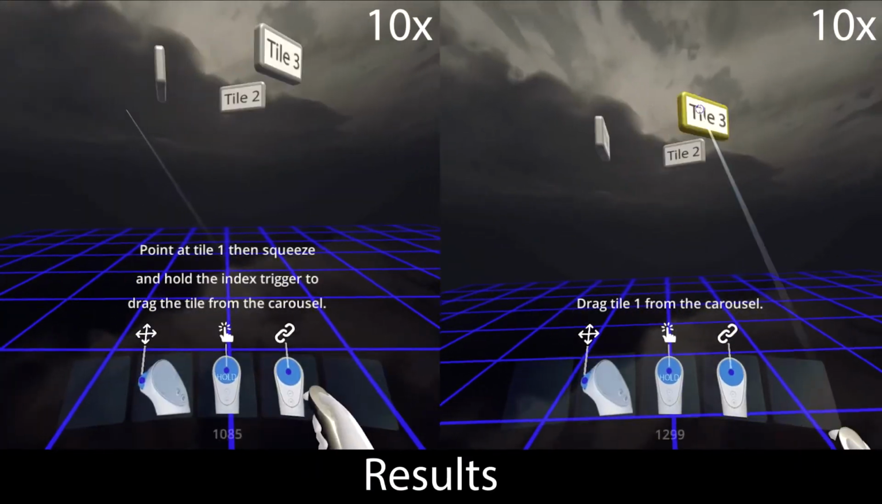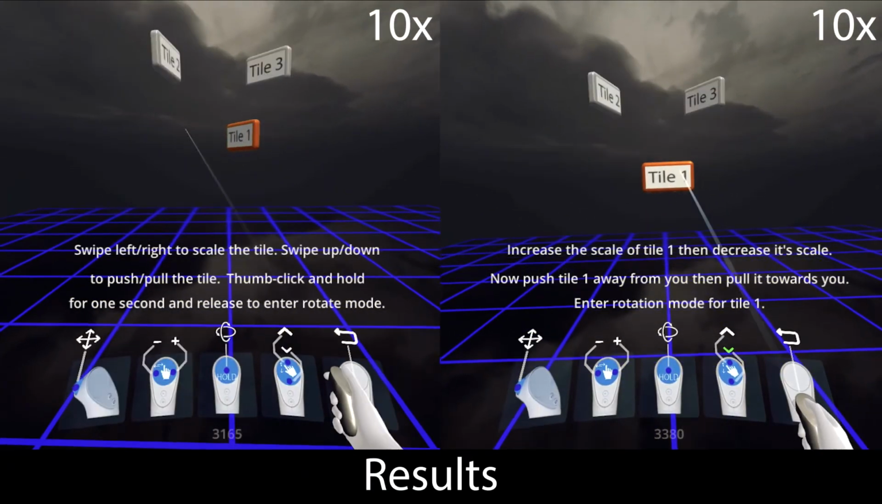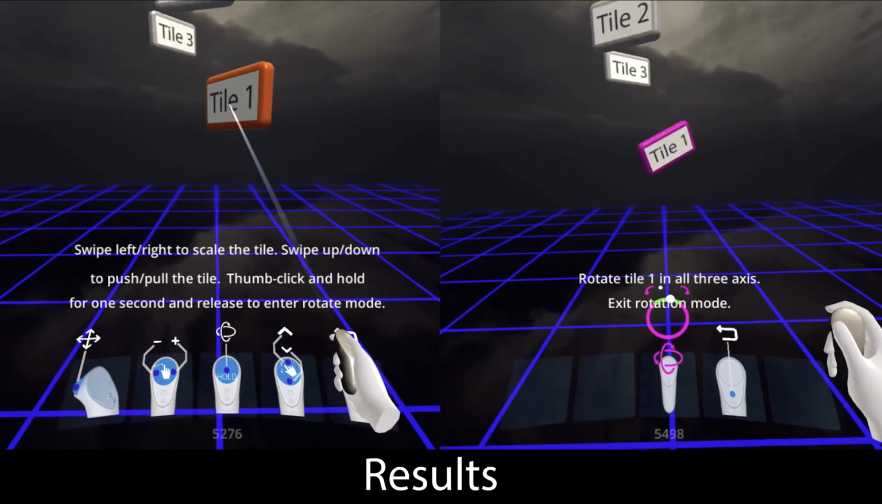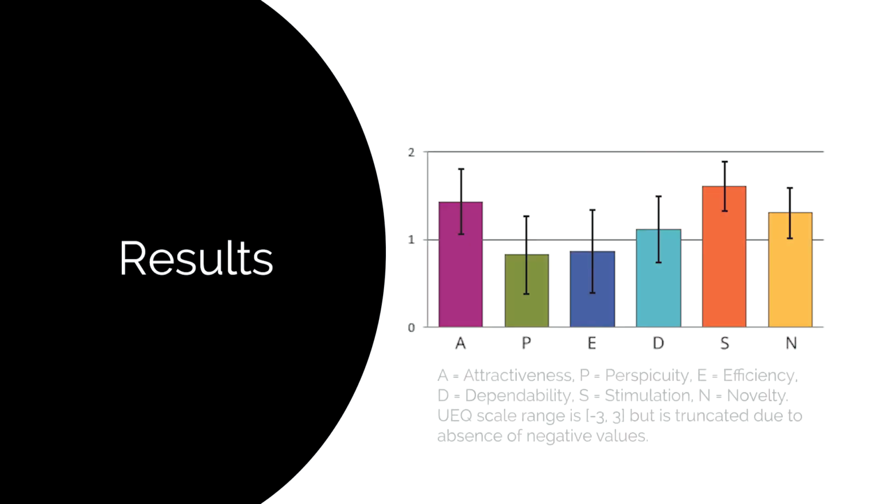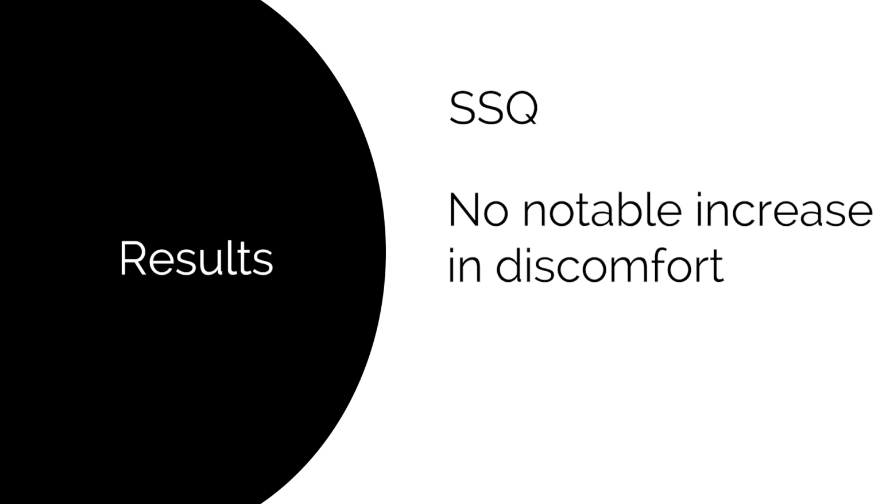There was a statistically significant difference in task completion times between the pre- and post-activity tasks, with the post-activity being completed significantly faster than the pre-activity. For the UEQ, participants scored VERITAS high in terms of attractiveness, stimulation, and novelty. The scores for perspicuity, efficiency, and dependability were also positive but lower. Responses to the SSQ showed no notable increase in discomfort or form of nausea.